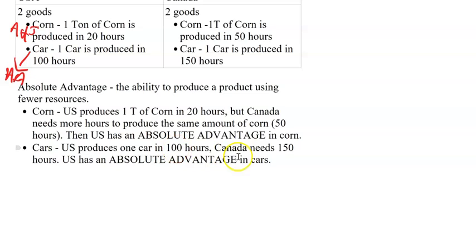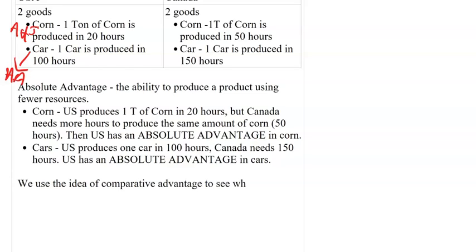Now that is a problem for us in trade. If the US can produce both goods using fewer resources, then through absolute advantage, we cannot understand why trade happens. So instead, we use the idea of comparative advantage to see why countries trade and how they can benefit from trade. So first, let's see what comparative advantage is.